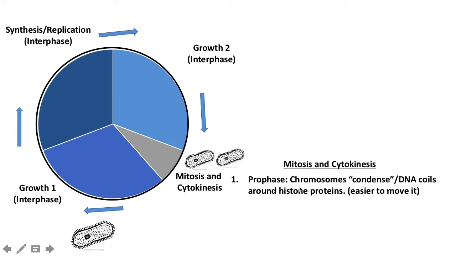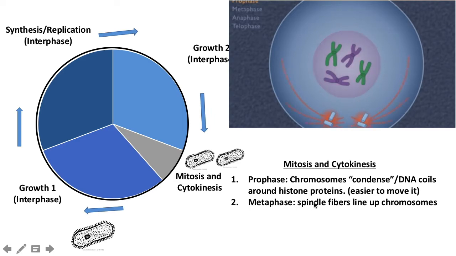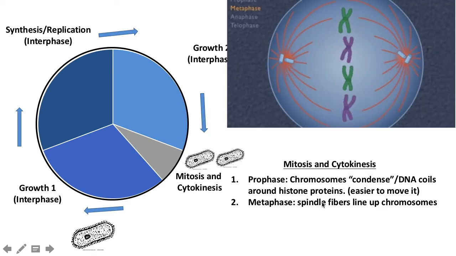The first phase of mitosis is prophase. In this stage, the DNA's chromosomes condense. They thicken up around histone proteins, so it's easier for the cell to maneuver them. Then the cell uses spindle fibers to attach to those bunched up chromosomes and line them up along the equator of the cell, or the middle of the cell.